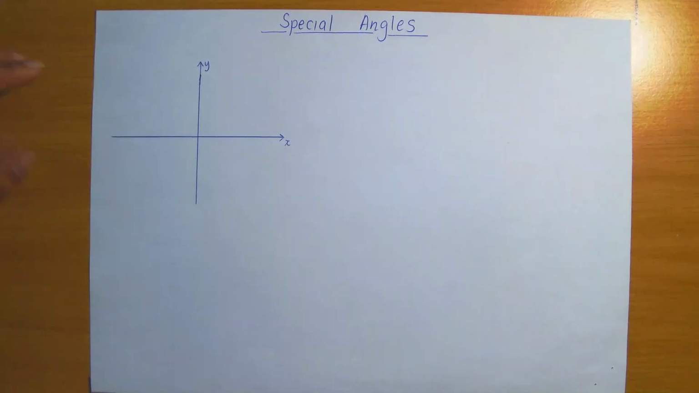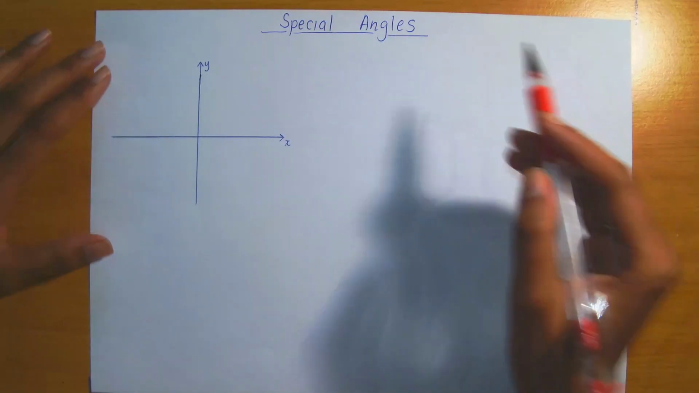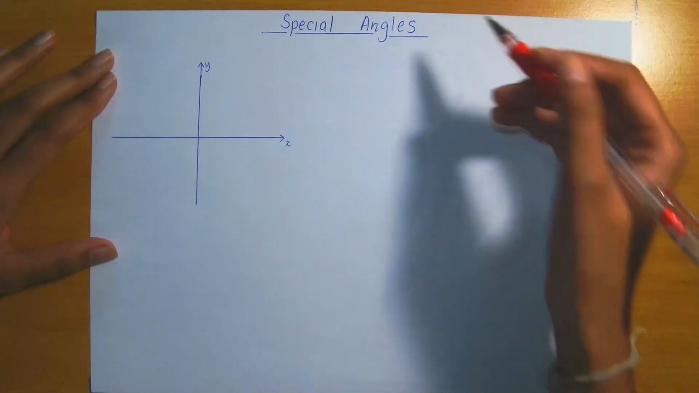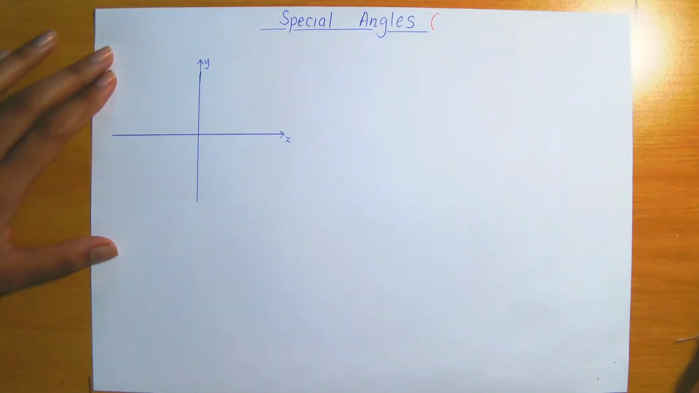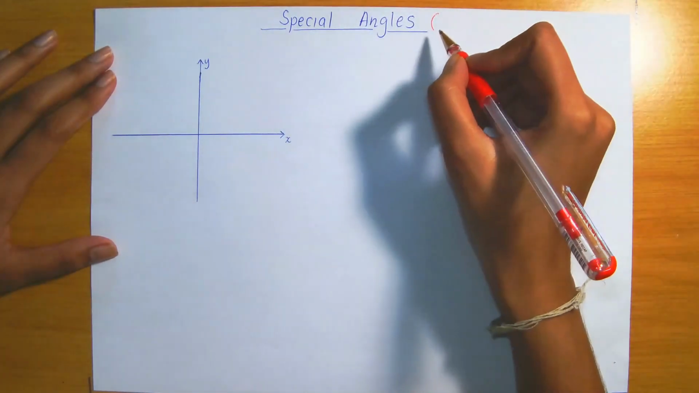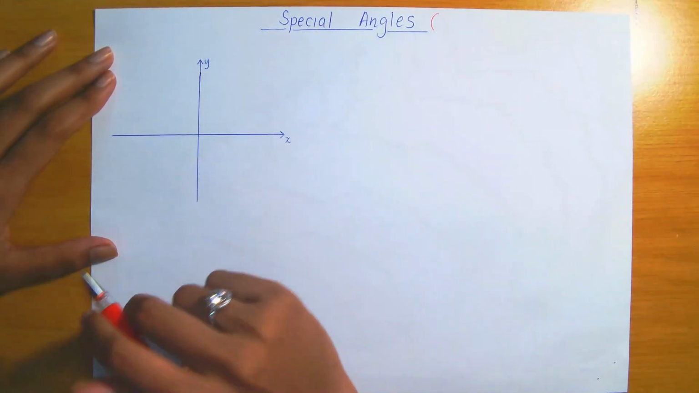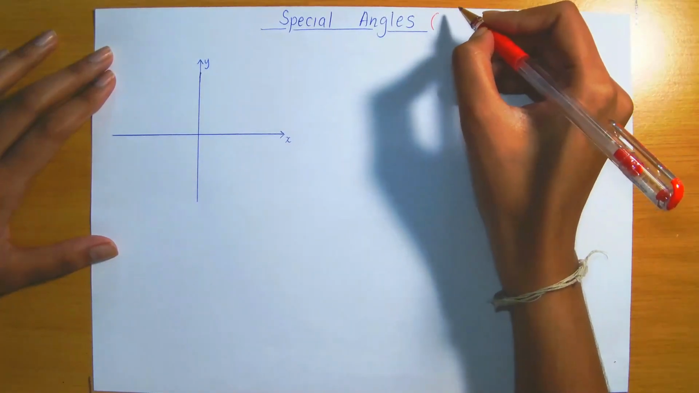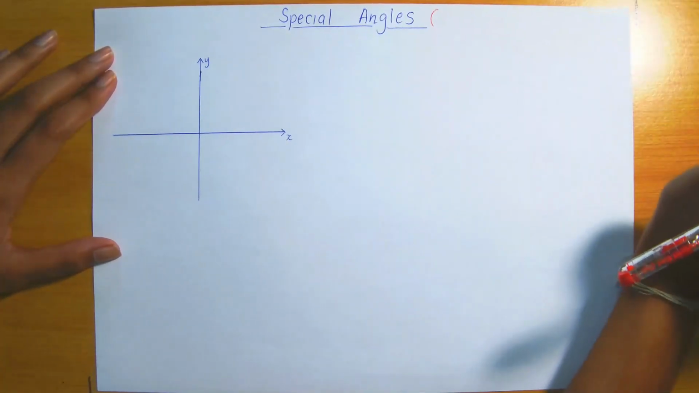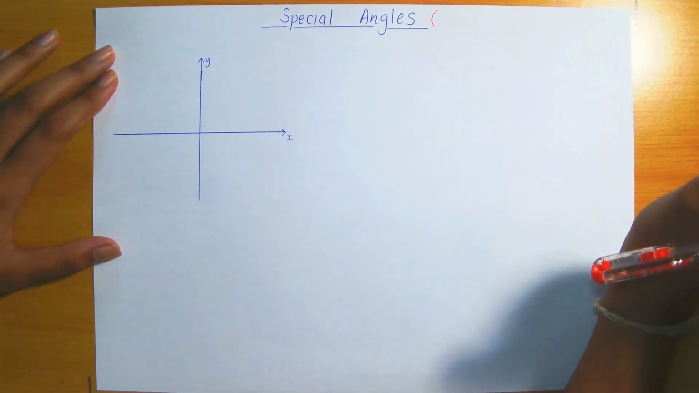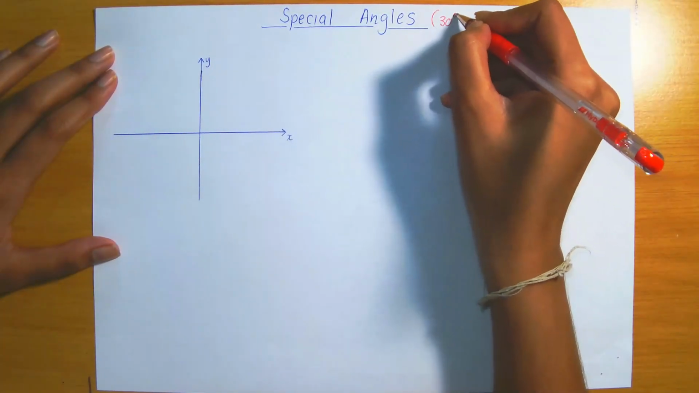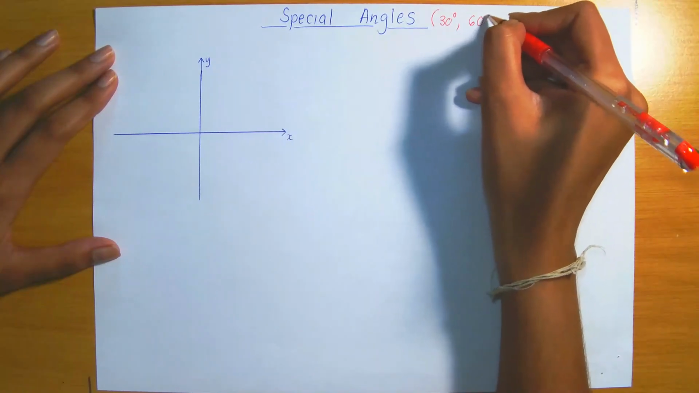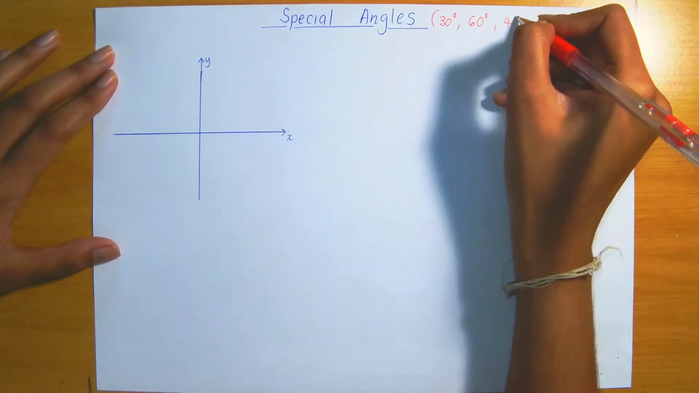Today we're going to be discussing special angles. Now, special angles are those angles whose trig ratios can be computed easily with the use of diagrams, meaning that you wouldn't need a calculator to compute those trig ratios. The most common special angles that are often used are 30 degrees, 60 degrees, and 45.